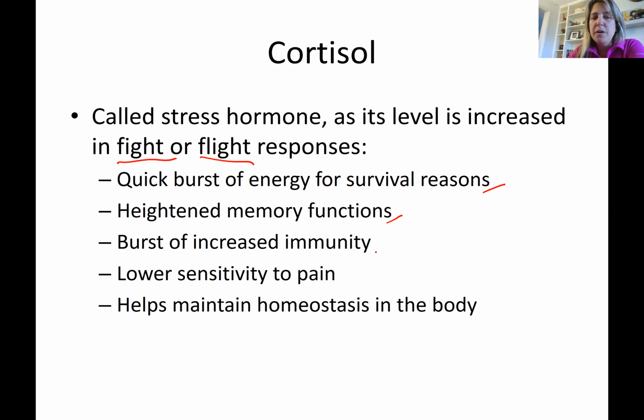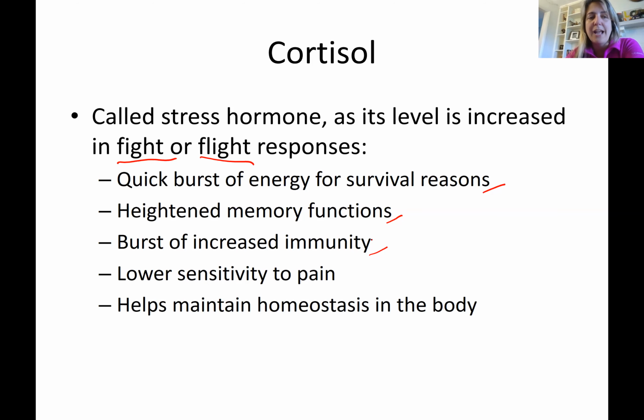It is going to give a burst of increased immunity. So as you're trying to survive in this fight or flight response, you are not going to get sick, even if it is for 1 or 2 days. And then later on, people generally after a stressful situation like that can actually get sick.